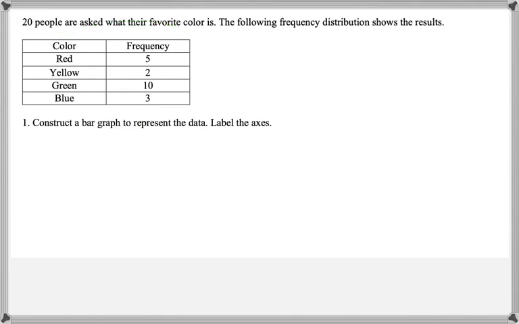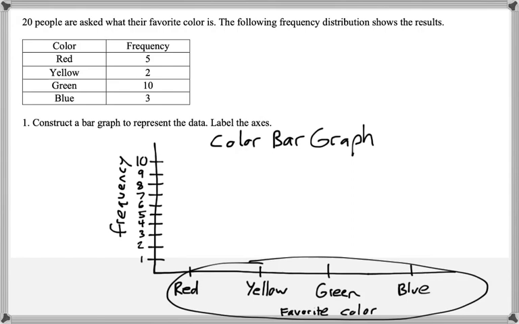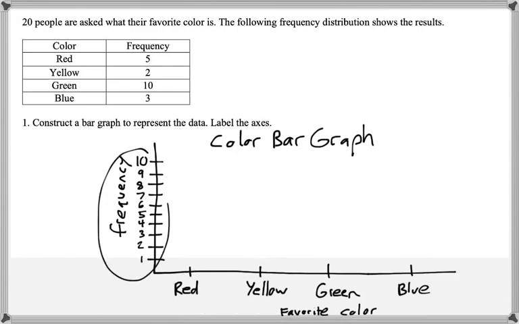And they want us to construct a bar graph to represent the data and make sure that we label the axes. So the x-axis is going to be the favorite color, and the y-axis is going to be the frequency.